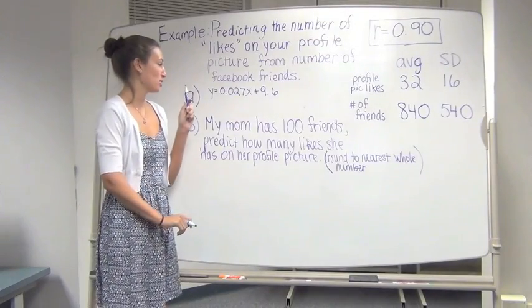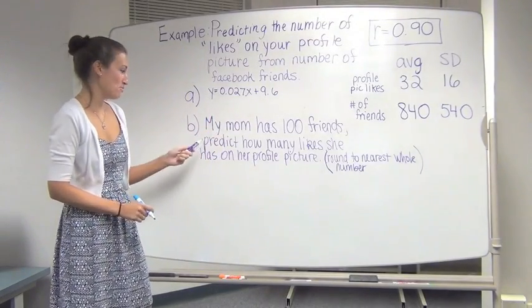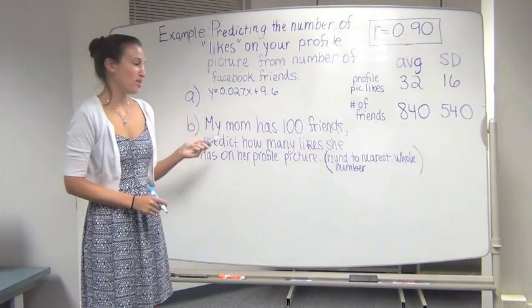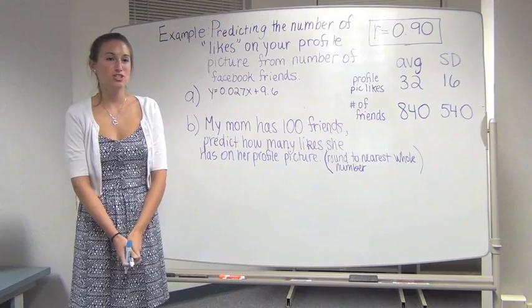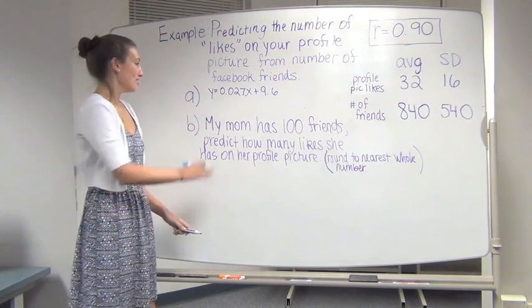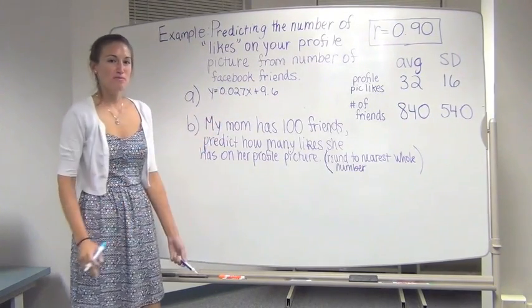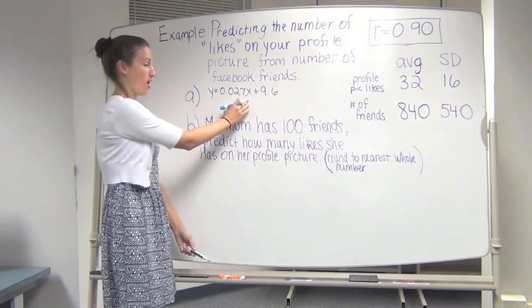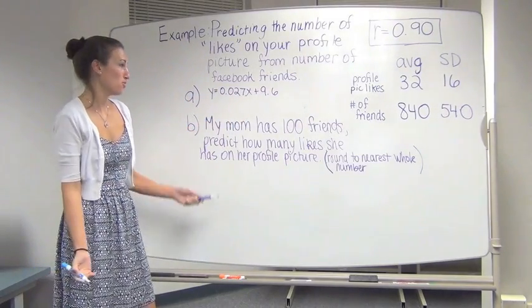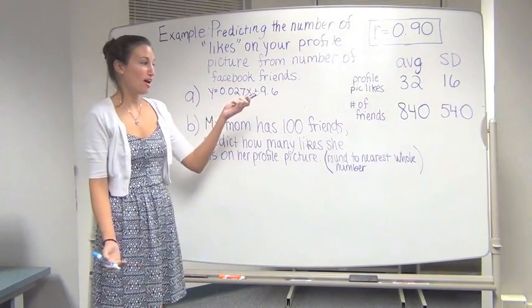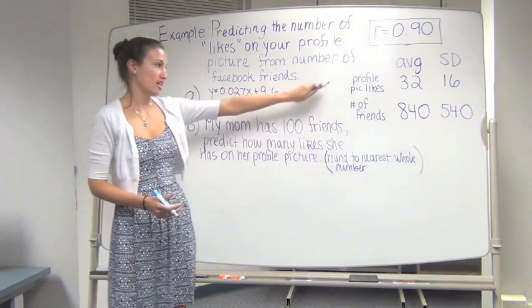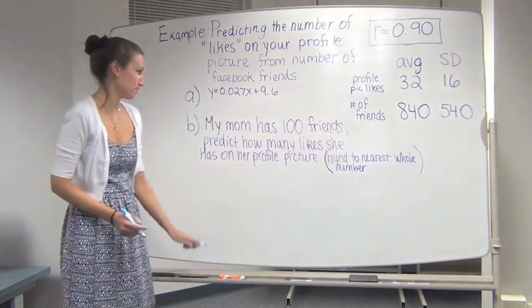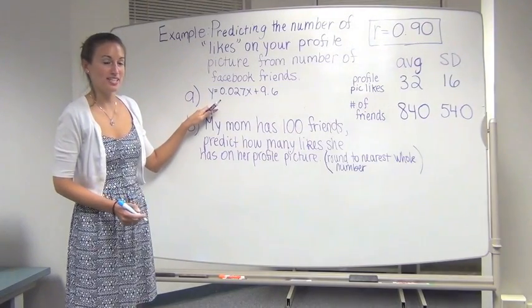All right, sounds good. So in part A, we just found a regression equation. And now in part B, we want to know that if my mom has 100 friends, how many likes will she have on her profile picture? But before we do that, let's look at this equation and remember what exactly Y and X are. Because sometimes it's confusing to remember if Y is the profile picture likes or the number of friends. So let's rewrite this equation using our actual variables. So Y is what we're predicting.